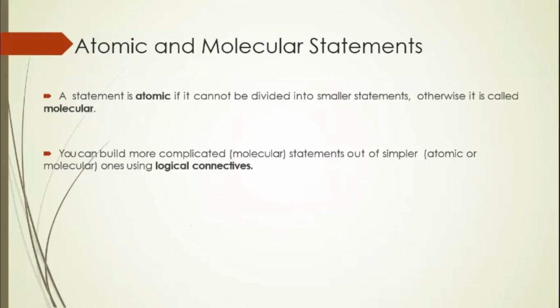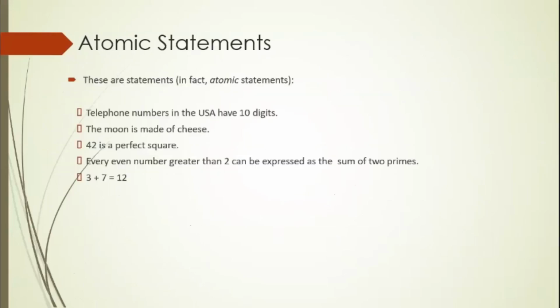The same thing goes in discrete math. If we combine atomic statements, then we can form a molecular statement. As you can see here, you can build more complicated or molecular statements out of simpler ones using logical connectives. So these are examples of atomic statements because we cannot break them down into simpler sentences, because they are already simplified. Telephone numbers in the USA have 10 digits.